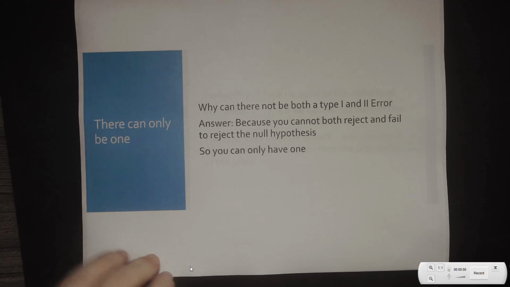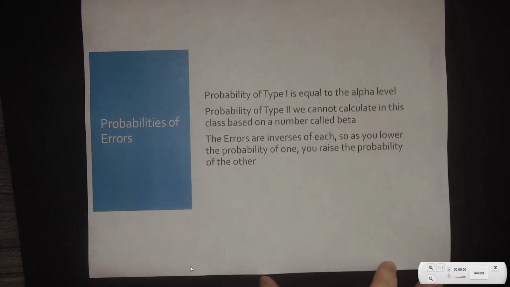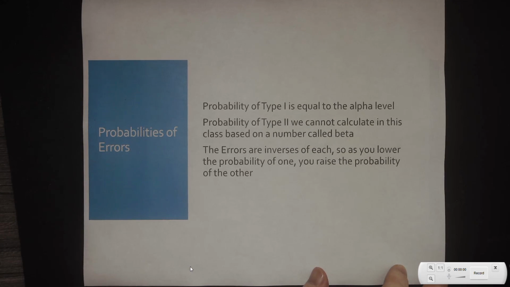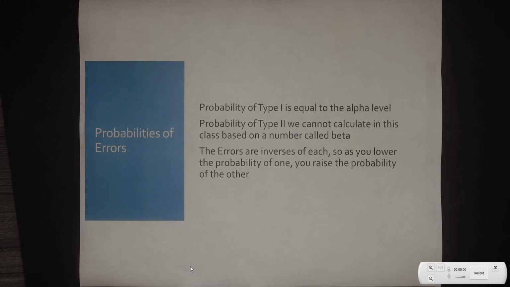Dated reference. Okay? And just a quick look at probabilities. Probability of type 1 is equal to the alpha level. So in our previous example, we had a 5% chance of having a type 1 error. Probability of type 2 we can't calculate in this class. You can do it in higher level classes because it's called beta. Thing you should note though is that the errors are inverses of each other. If you lower the probability of one, you will raise the probability of the other. So if I lower my alpha level, I'm raising the probability of getting a type 2 error, which makes sense because I'm making it harder to reject the null hypothesis anyway.